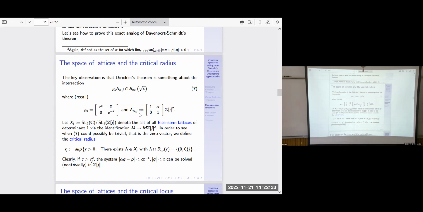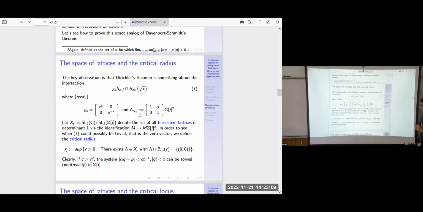So if you forget about this subset of lattices and just think about a bigger set of lattices, Xj going to be SL2C mod SL2Zj, identified with actual subsets of C2 by m going to m times Zj squared, maybe think about the constant that works for this entire space. So that'll definitely do the trick. But maybe there is wastage, maybe not. So let's define that constant.